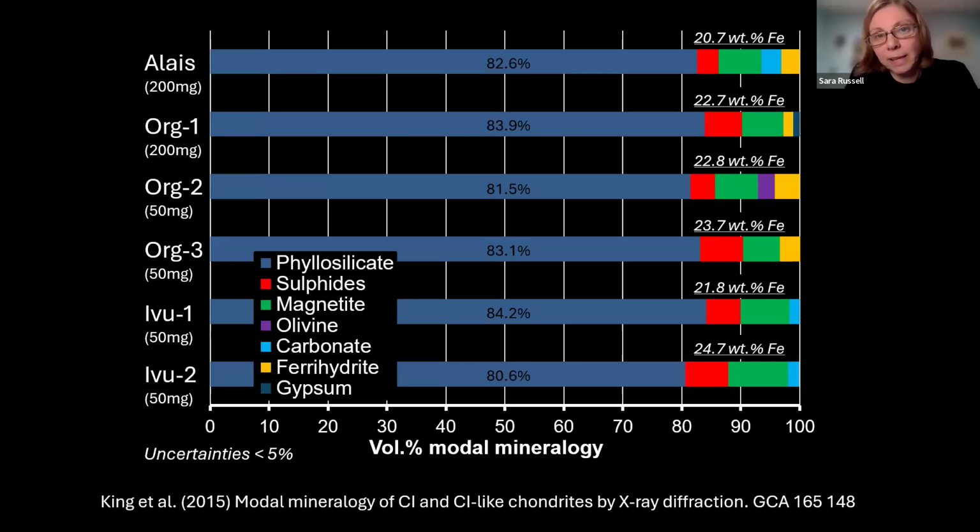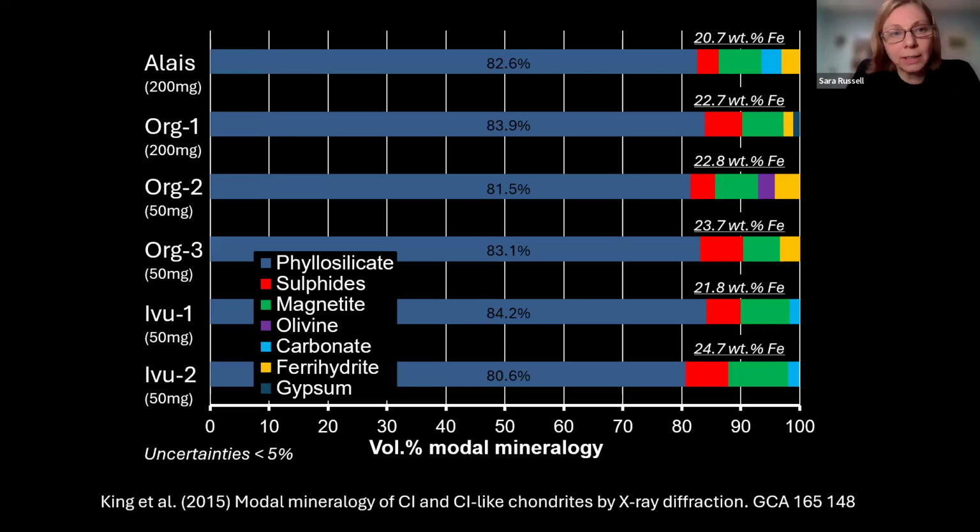They all have between 80 and 85% phyllosilicates. They have abundant magnetite, usually around 8%. And they also always contain sulfides. Then they often contain carbonates at abundances that can be picked up by the XRD, which means abundances over a percent or so. And sometimes they contain ferrihydrite and gypsum, which are terrestrial contaminants.